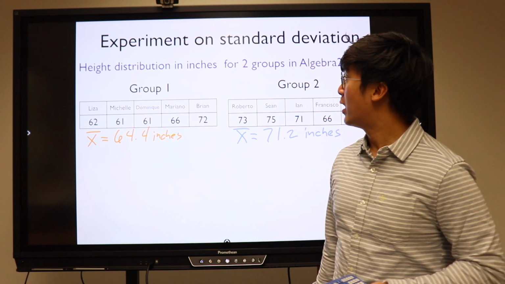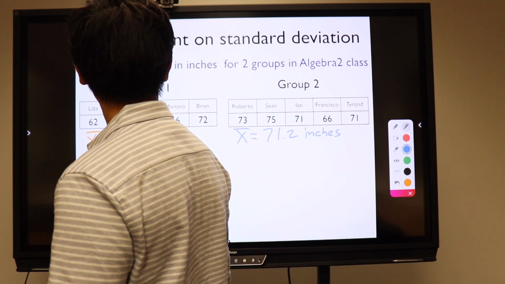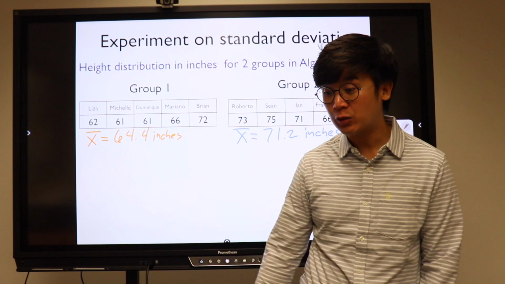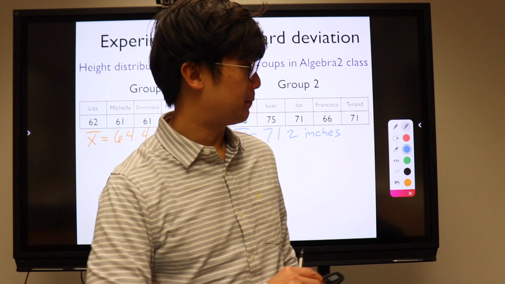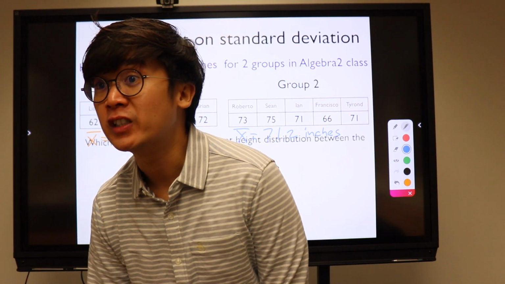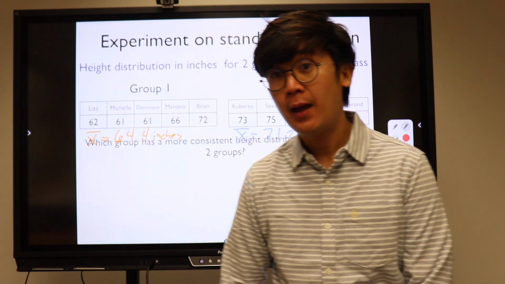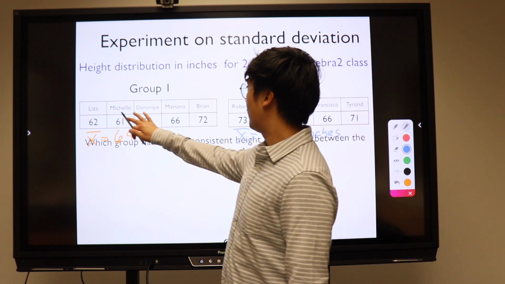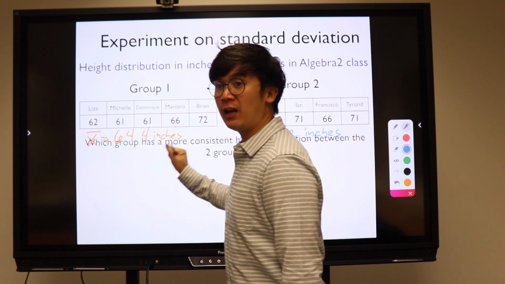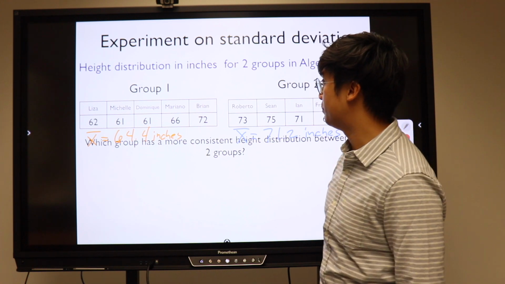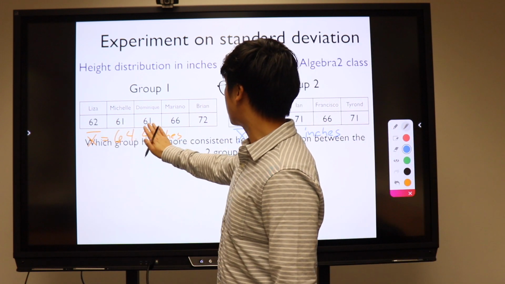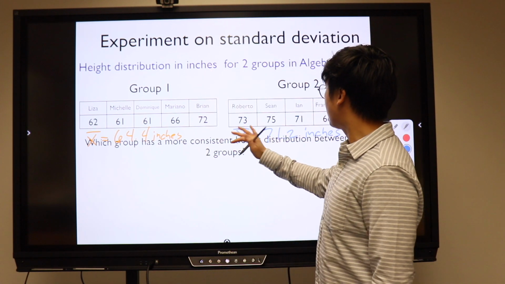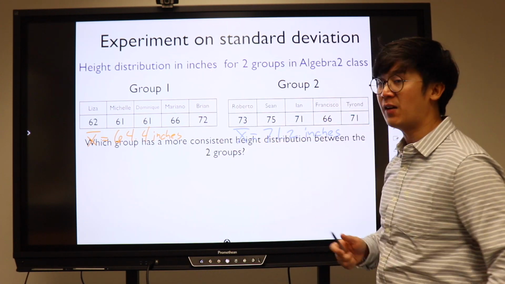But that's not what I want you to work on. I want you to check which one between the two groups has a more consistent height distribution. Now, by just looking at the data set, I have 5 students in group 1 and 5 students in group 2. Group 1: 62, 61, 61, 66 inches, and 72 inches. Group 2: 73, 75, 71, 66, and 71.